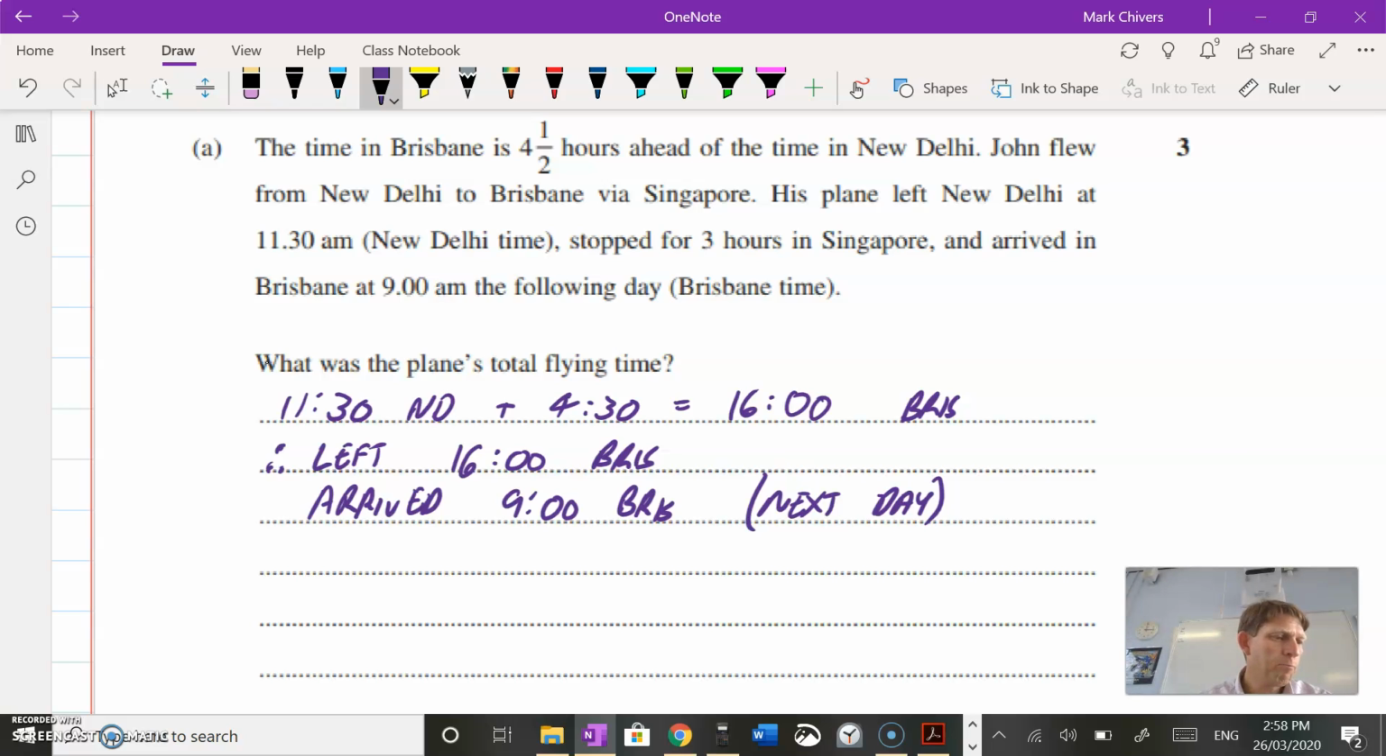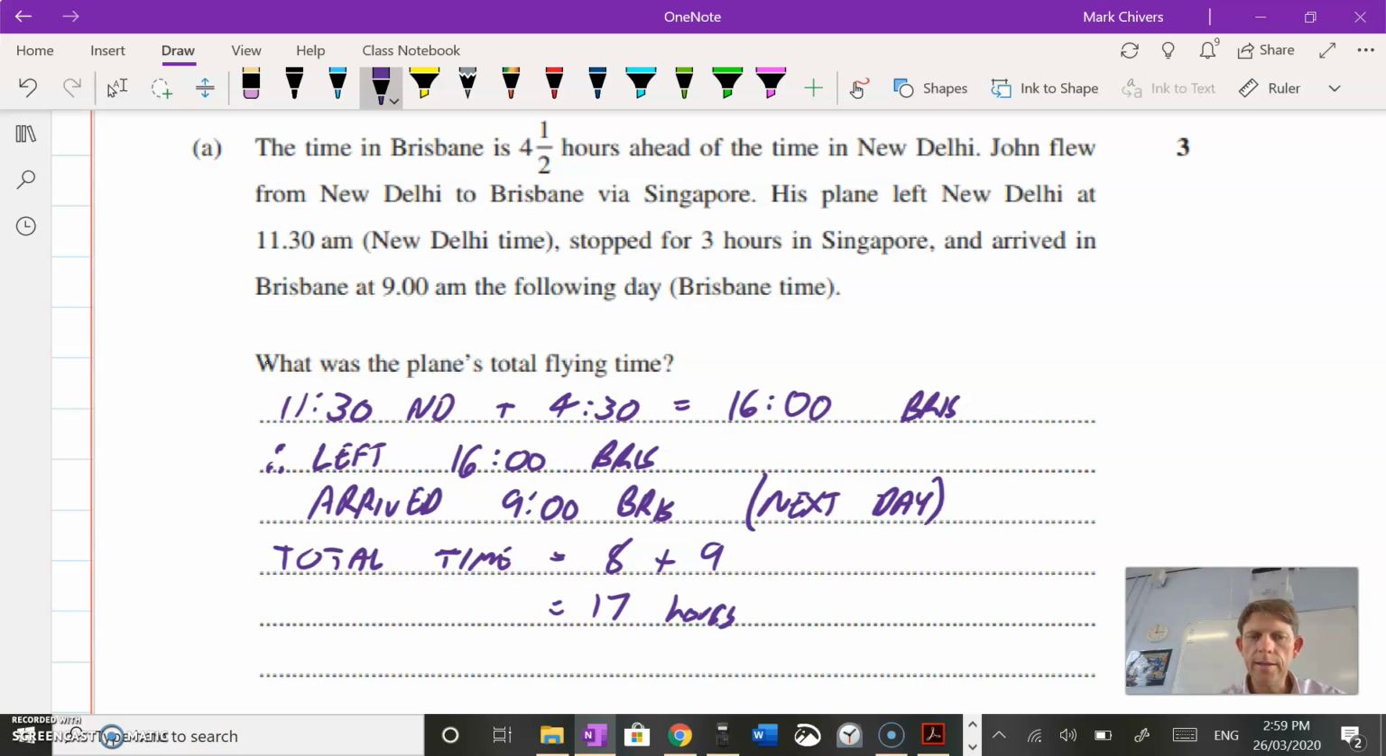Okay, so that means our total time elapsed is going to be the time up until midnight, so from 4 o'clock till midnight, that's 8 hours, and then the time past midnight, which is the 9 hours till 9 o'clock, so therefore 17 hours. So in other words, 17 hours has passed since John left New Delhi.